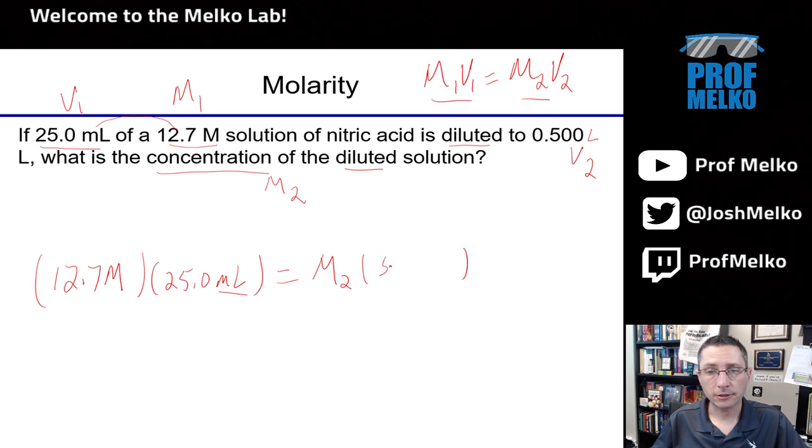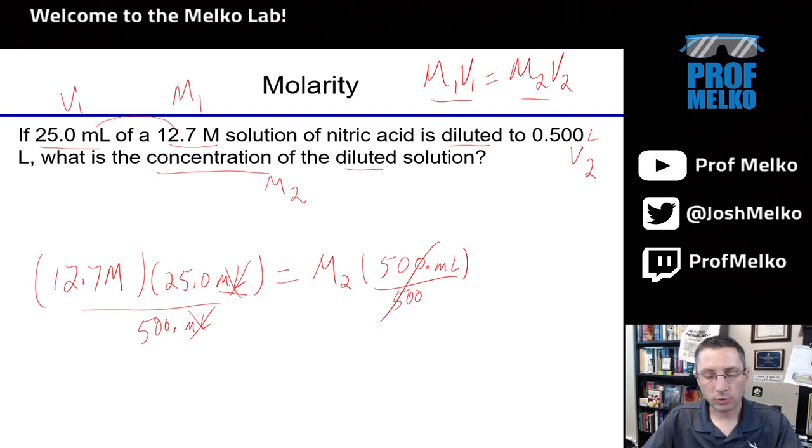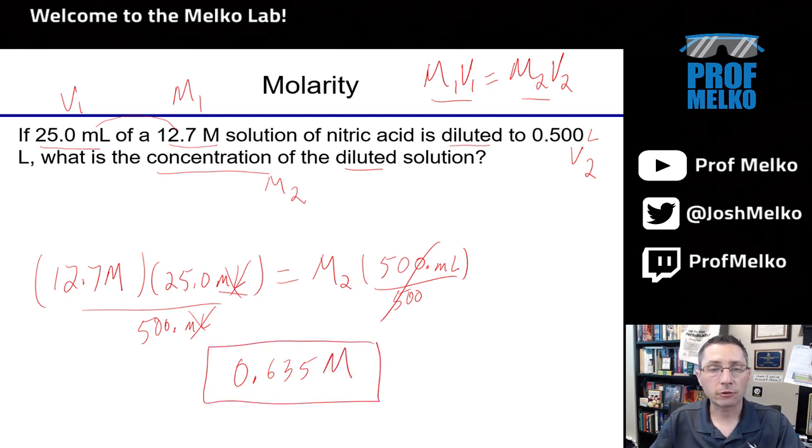1,000 milliliters in a liter means this 0.5 liters is actually 500 milliliters. And now I can solve for M2 by dividing both sides by 500 milliliters to be exact. That way my milliliters will drop out. And so I'm really doing 12.7 times 25 divided by 500, which should give you my final answer of 0.635 molar. That is the molarity of this diluted solution.